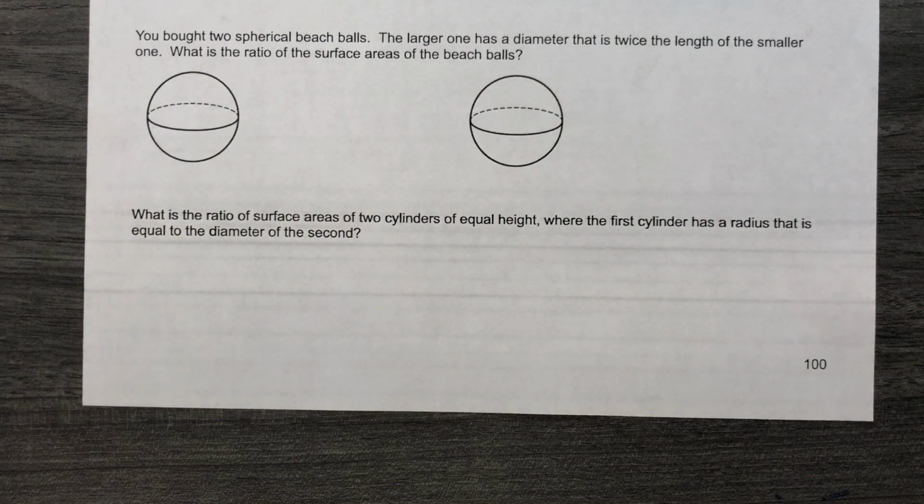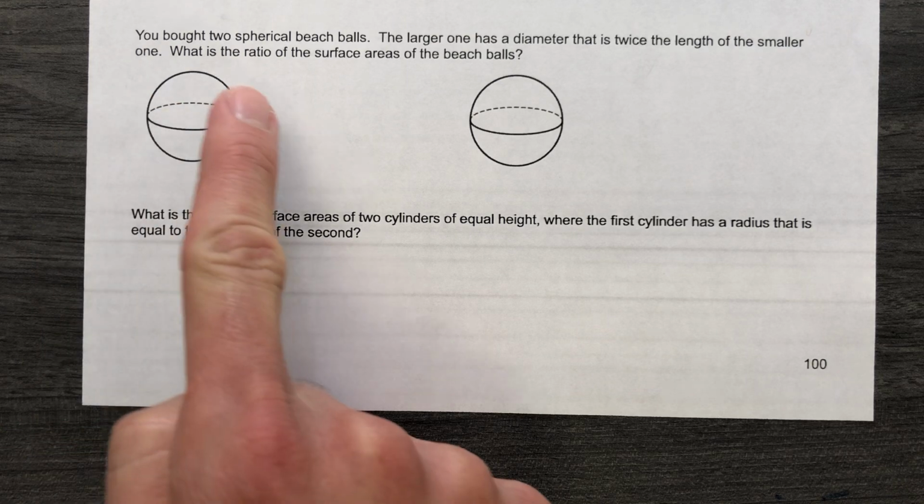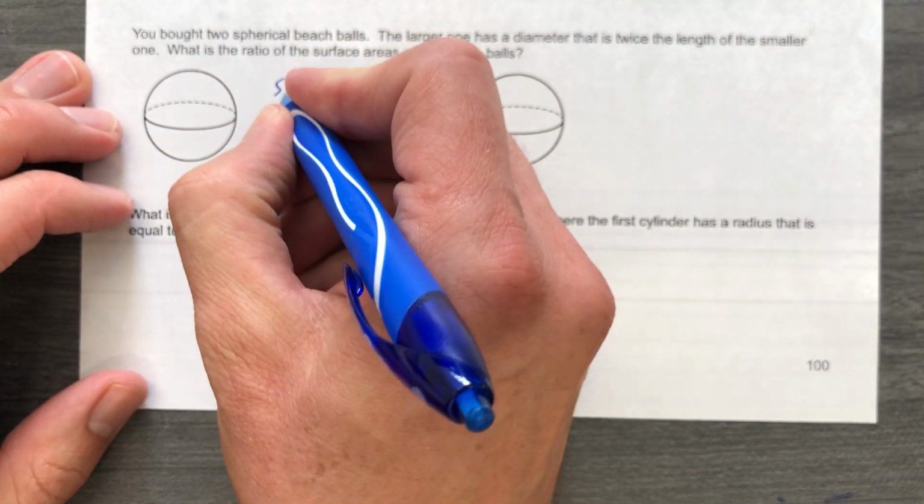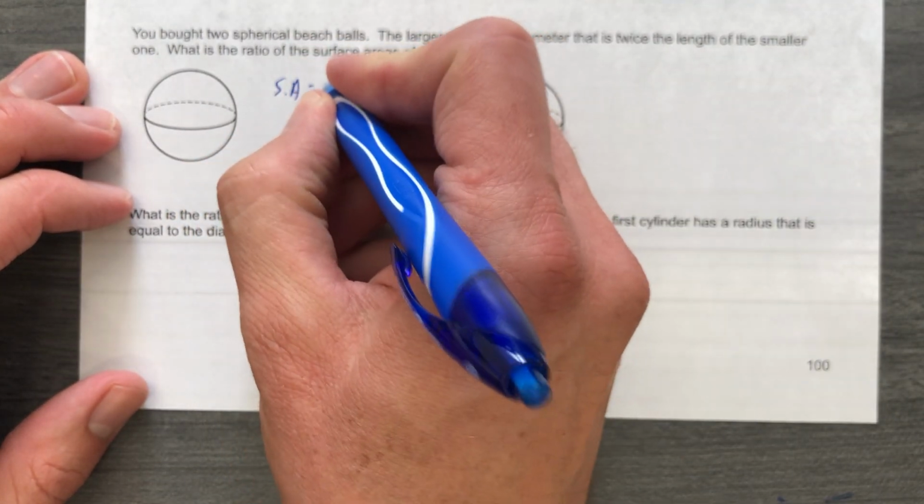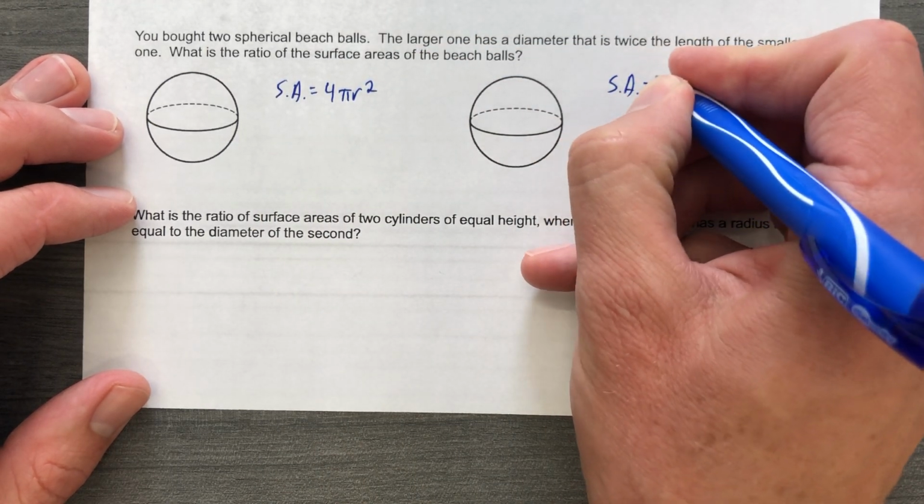You bought two spherical beach balls. The larger one has a diameter that is twice the length of the smaller one. What's the ratio of the surface areas of the beach balls? Well, I don't know. We're going to have our first beach ball with a specific surface area of 4 pi r squared. And this one's going to have a surface area also of 4 pi r squared.